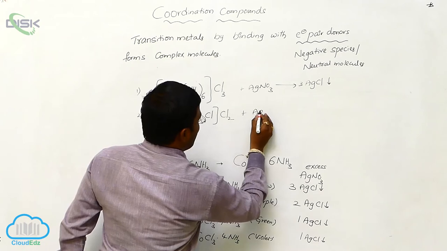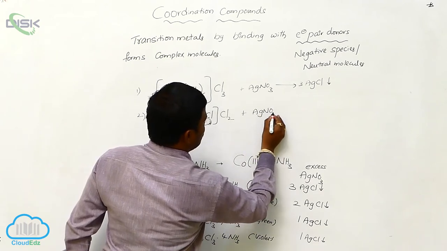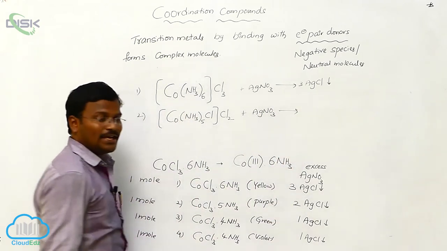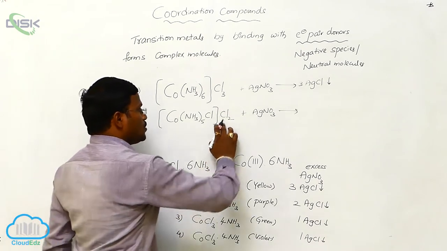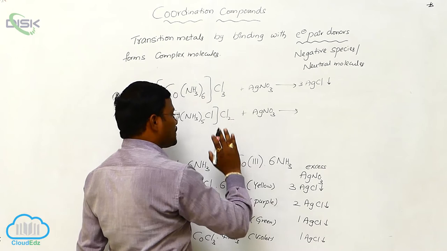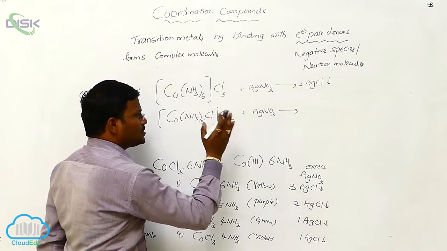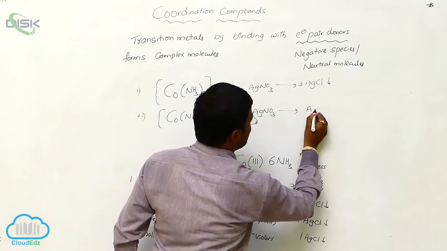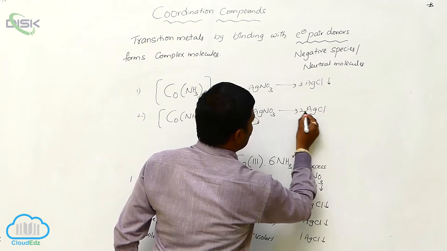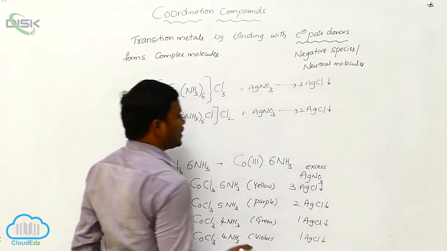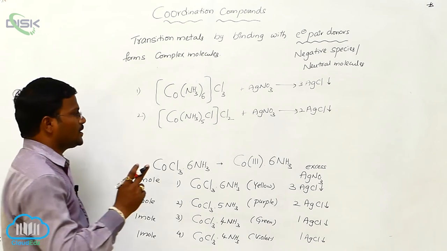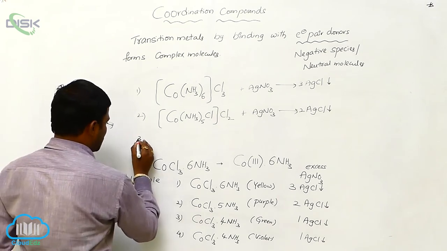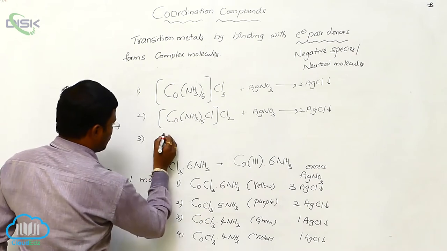Again, when it reacts with an excess amount of silver nitrate, how many chlorine atoms are present outside of the square bracket? 2. So whatever the number of chlorine atoms present outside of the square bracket, those react with silver nitrate to produce silver chloride. So 2 chlorine atoms outside, hence 2 moles of silver chloride white precipitate resulting from the second expected structure.